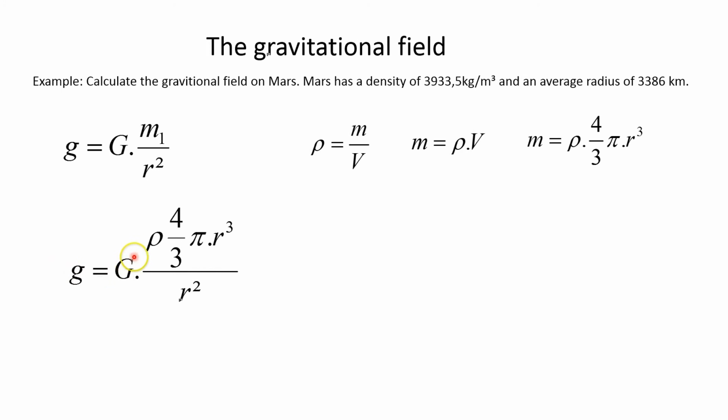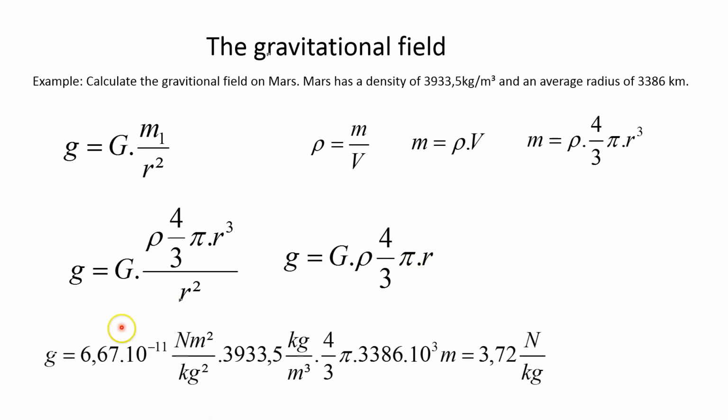g is the universal gravity constant times our mass, which we have here, divided by r squared. Of course, we have r cubed here and r squared here, which leaves us with r here. And if we fill everything in, the universal gravity constant, the density of Mars, and here we fill in the radius of Mars, we get 3.72 newtons per kilogram.